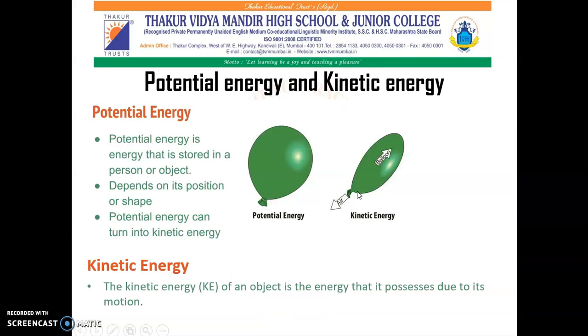Let us understand the potential energy and the kinetic energy. Potential energy is the energy that is stored in the person or an object. It is because of the position of the object. For example, you can see an inflated balloon over here. It is having potential energy. Potential energy can be turned into kinetic energy. So, when the air is removed, then the balloon will move in the forward direction. So, it will gain the kinetic energy. So, the energy of an object in motion is called the kinetic energy.